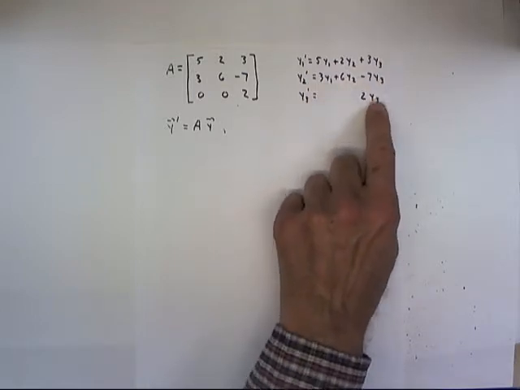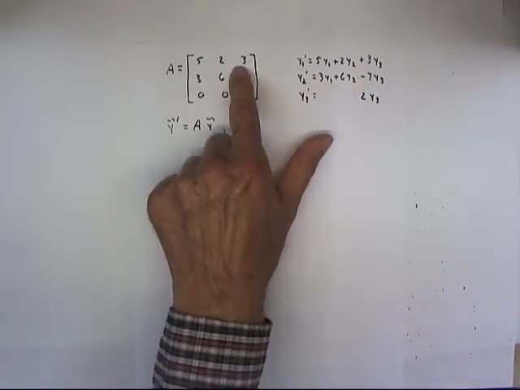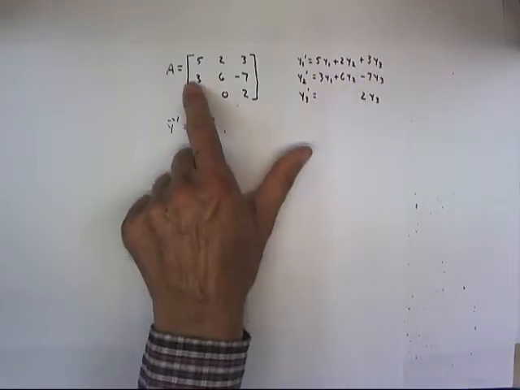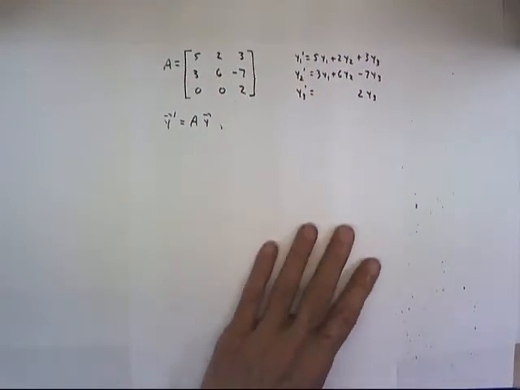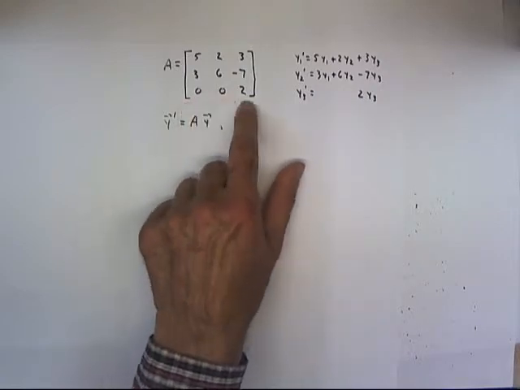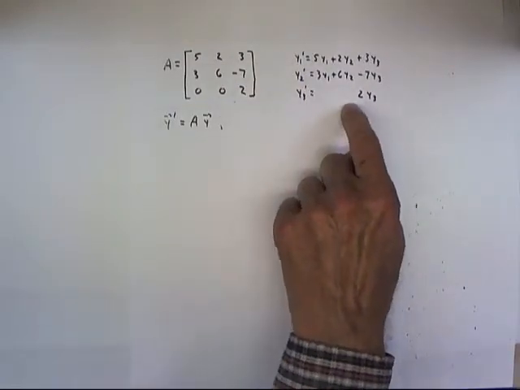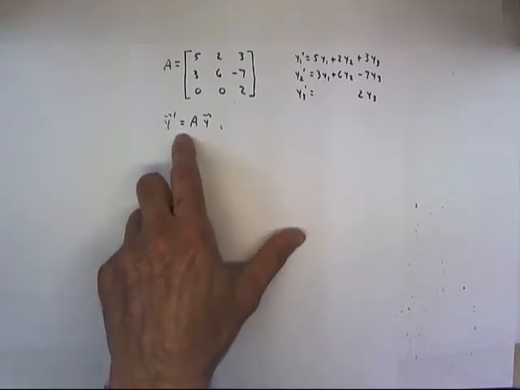And we can easily verify that if we multiply this row by y1, y2, y3, we get this. Multiply this row by y1, y2, y3, we get this. And this last row gives us this. So that this matrix represents this equation with this convention.